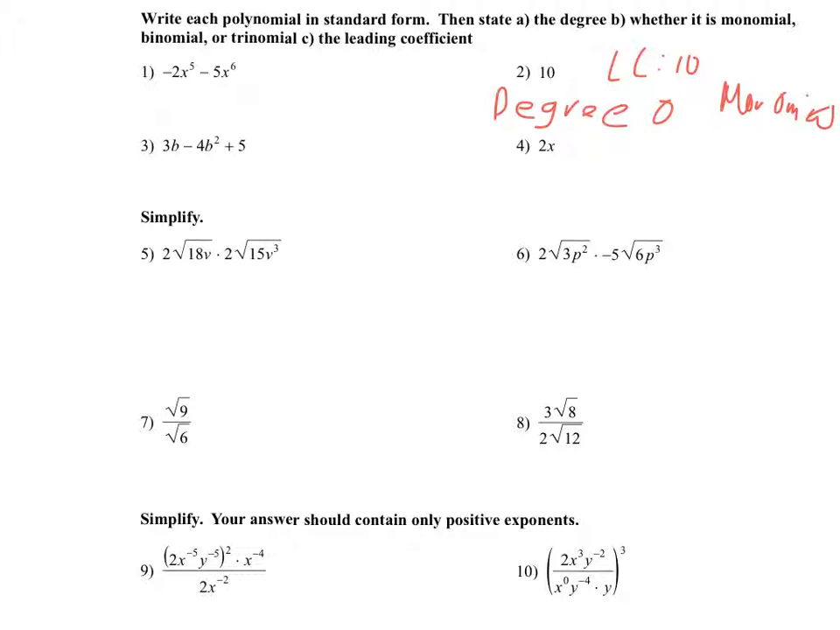Number 4 is actually degree 1, because that's actually the first power. So that's kind of the difference between 2 and 4: if you have a variable with no exponent, it's first power, but no variable is 0 power. And then my leading coefficient would be 2. And then this is another monomial.